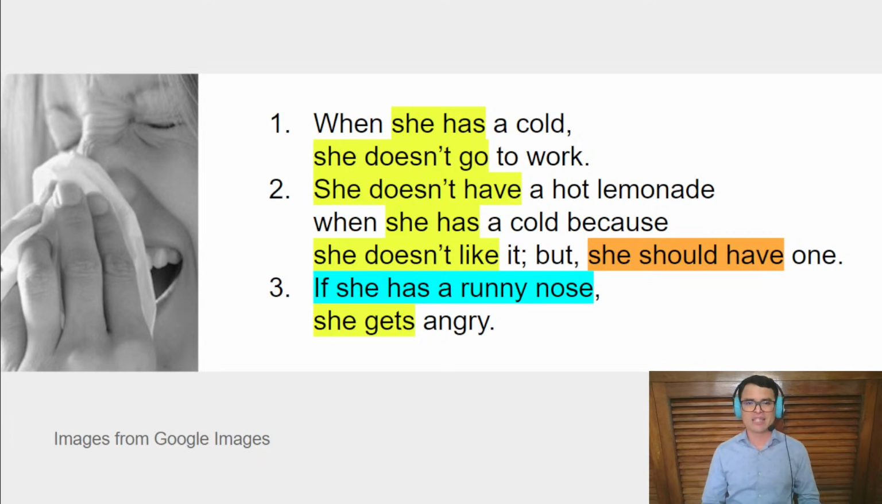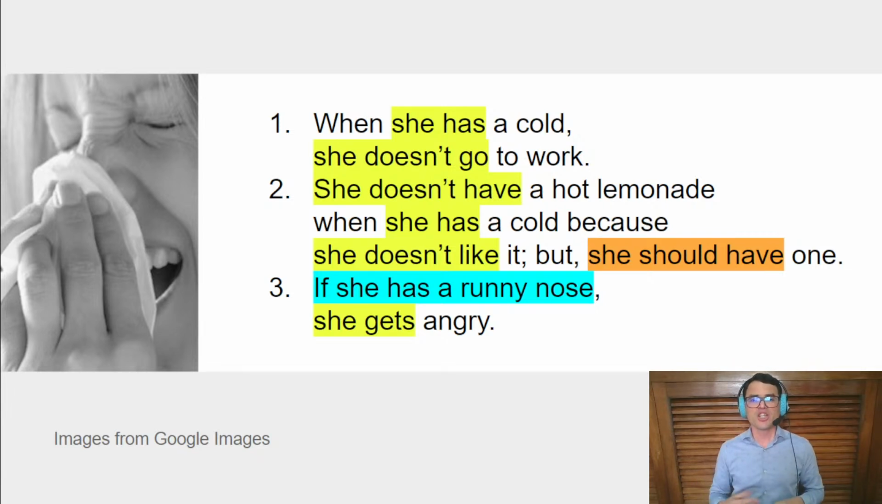These are facts. Subject, she, verb, has, she has, conjugated, third person singular. She doesn't go to work. Subject, she, auxiliary, doesn't. It's doesn't because your subject is she. She doesn't go. Go is in base form. You are not changing go. Why? Because you already have doesn't.